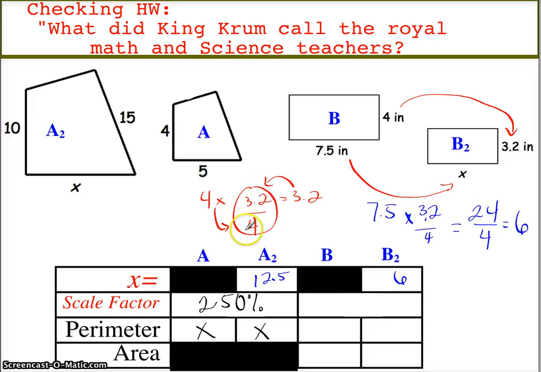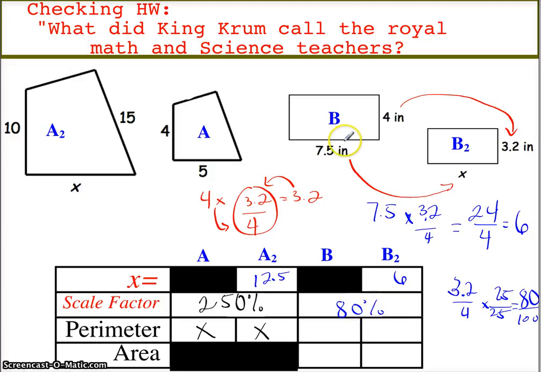3.2 over 4, again, that is our scale factor. So I'm going to do the same thing I did before. 3.2 over 4, I'm going to multiply by 25. The reason why I want to multiply by 25 is my total is going to be out of 100, and that's a percentage. So 3.2 times 25 is 80%. Okay, that is 80%.